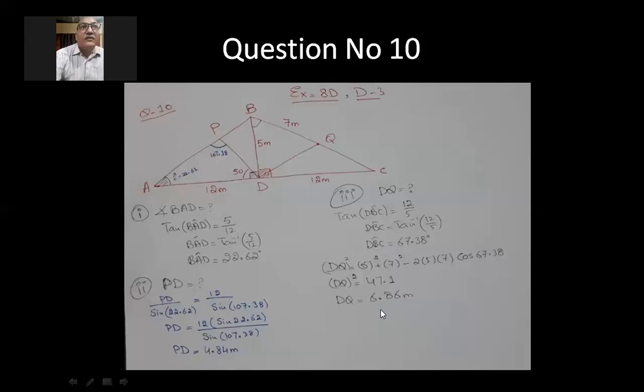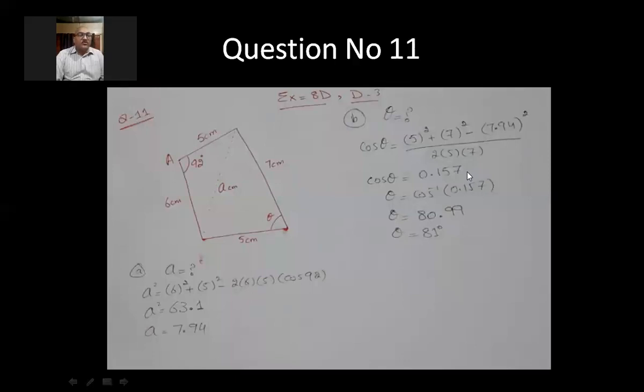I hope you have understood. Let's move to the next question. The next question coming up on your screen is question number 11, and I'm reading from the book. It says, the figure shows a quadrilateral with dimensions as shown. Find the value of the side A, and the second part is find theta. Look here, I know this side, I know this side, I know the angle between them, and the side A is opposite to this angle. So I can apply the law of cosines on this triangle.